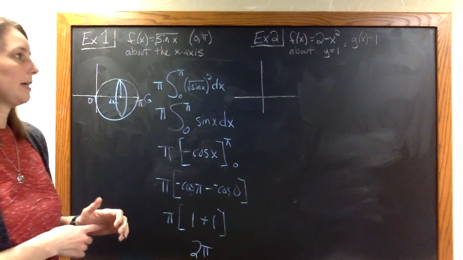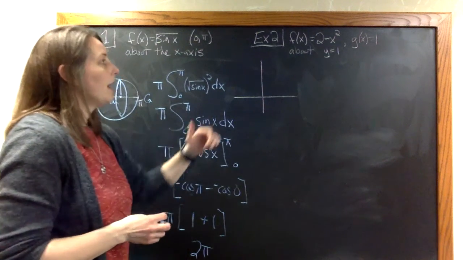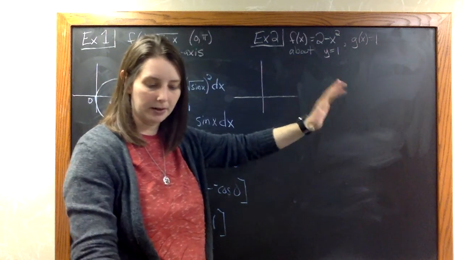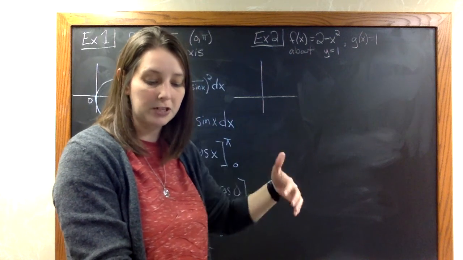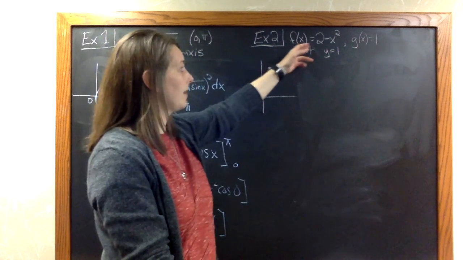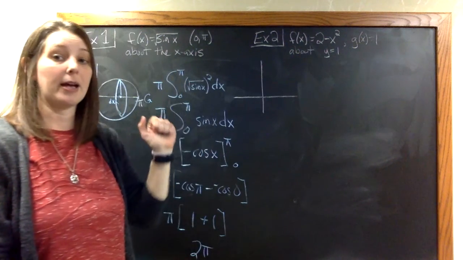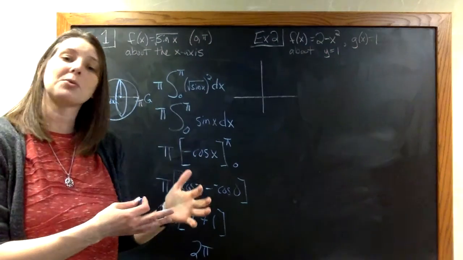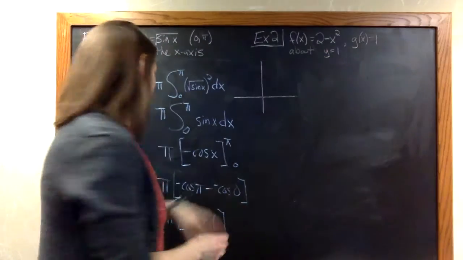All right, let's check out example number 2. Example number 2 is different. Got some different stuff going on here. So we have a region. You can read this in the book. Find the volume of the solid formed by revolving the region bounded by the graph of f of x and g of x about the line y equals x. Okay, this one's different because we're not revolving around the x or the y-axis. We're actually revolving around a separate line. So let's start graphing this, see what's going on.